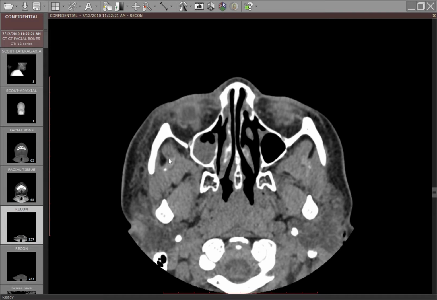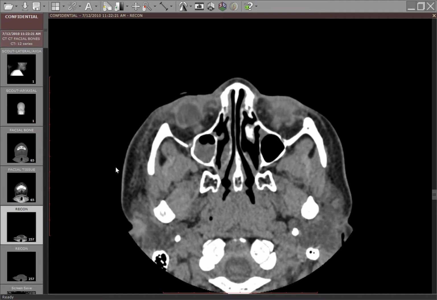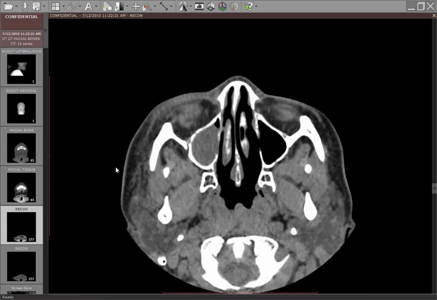See that? So when you see air fluid levels, especially with a bubbly, frothy appearance, you want to think about acute bacterial sinusitis. When you just see mucosal thickening, it's non-specific. It can be viral, it can be chronic, it can be allergic sinusitis, but it's not acute bacterial sinusitis. So we think there's at least acute bacterial sinusitis going on in this patient.